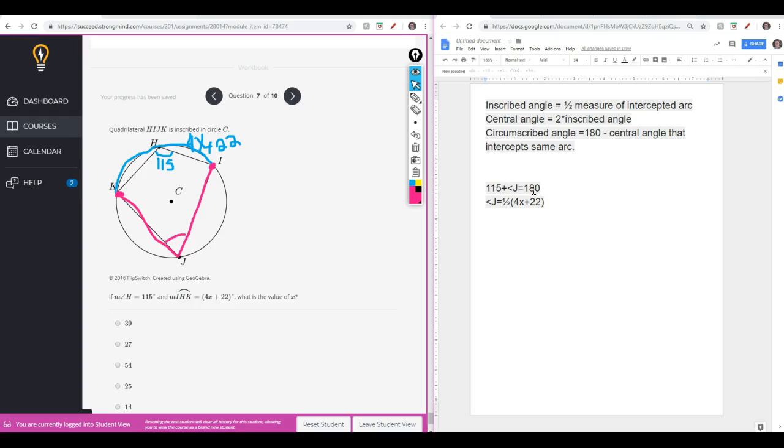Sorry, I had to count it out for a second. It's late, and so my mind is a little bit more strained right now. So that is 65. So we know angle J is equal to 65 degrees. So then we could substitute that in and say 65 is equal to 1/2 times 4x plus 22.